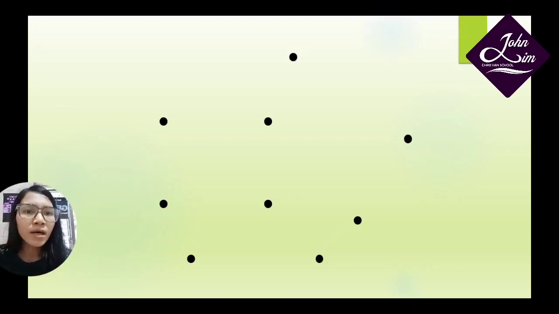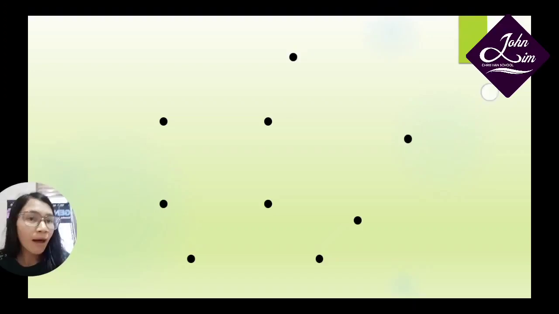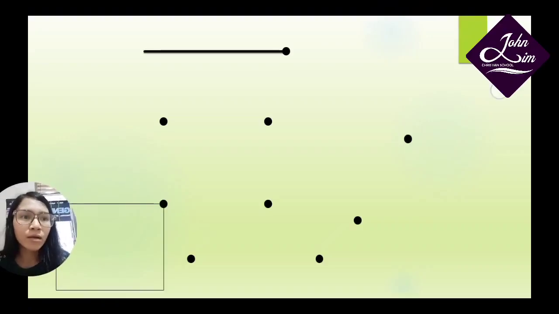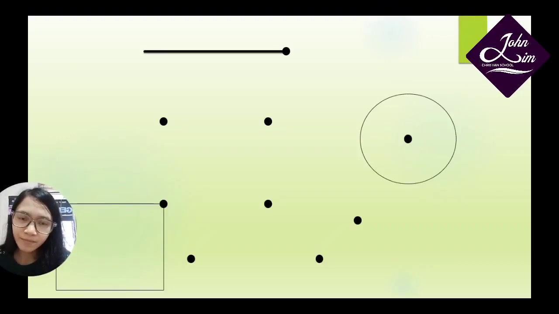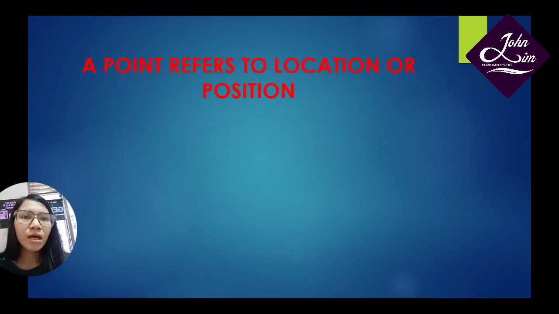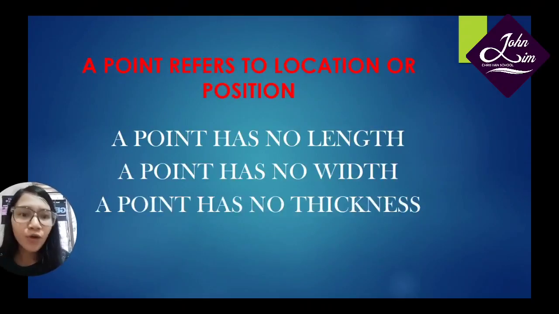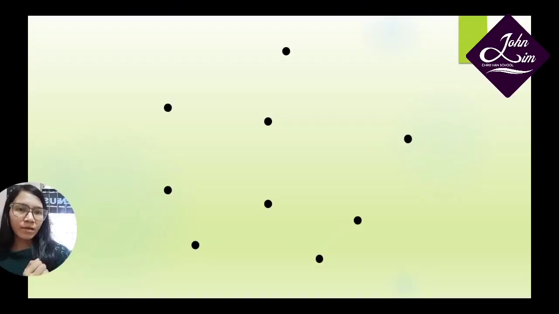But you must know that points do the most important jobs in geometry. They help us to describe a specific location in space, like an end of a line, or a corner of a square, or the center of a circle. So what's a point? A point refers to a location or position. I mean, a point has no dimension. It has no length, no width, and no thickness. That is a point.